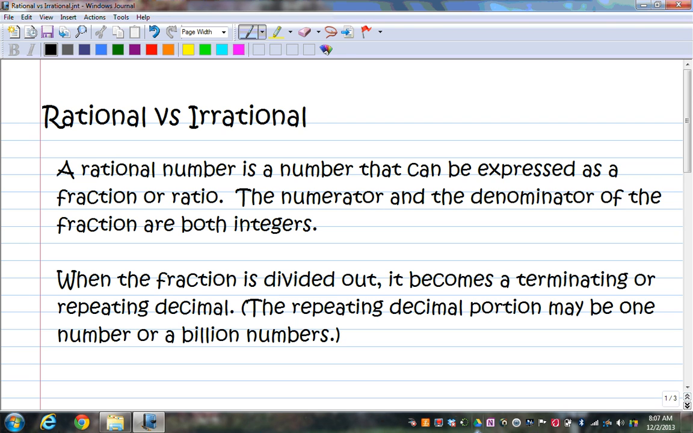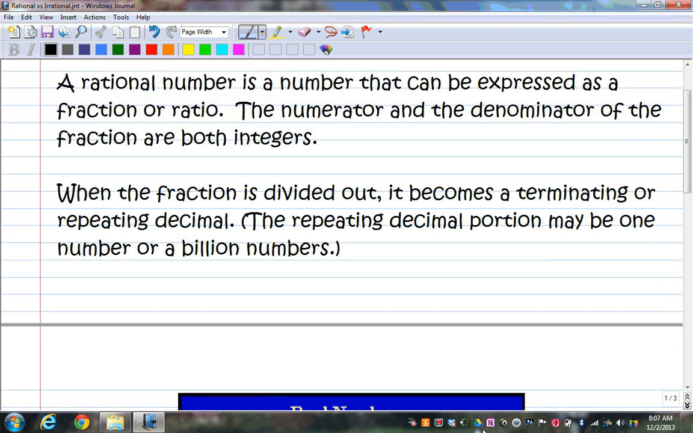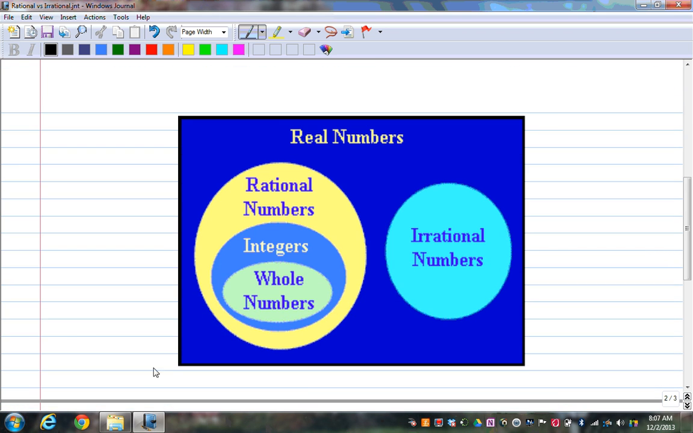In other words, there's something that goes on and on and on forever, like 0.6666666 repeating, which is actually 2/3. The repeating decimal portion can be one number, or it can be many numbers. Okay? Let me show you this graphically. Here I have something that you will see many times over, just in different fashions.